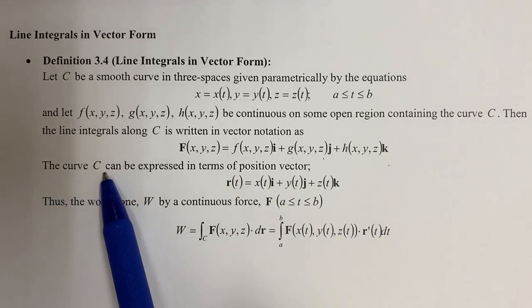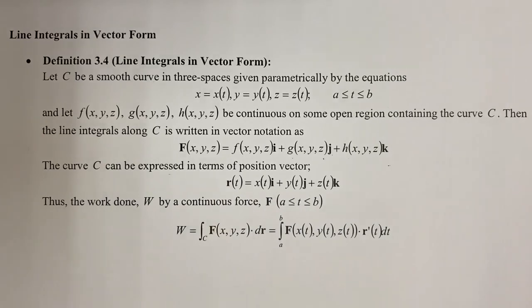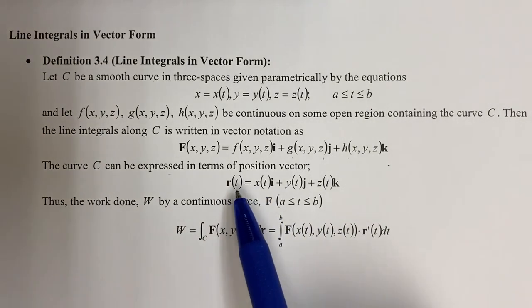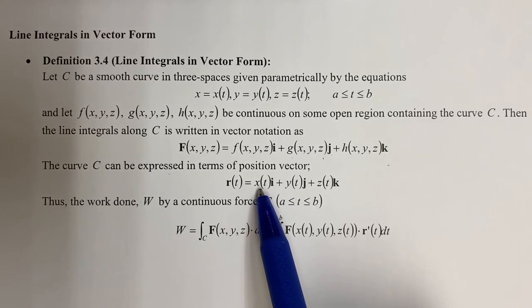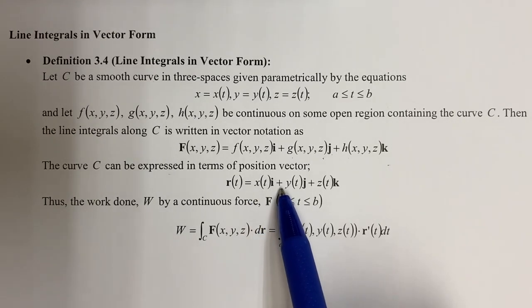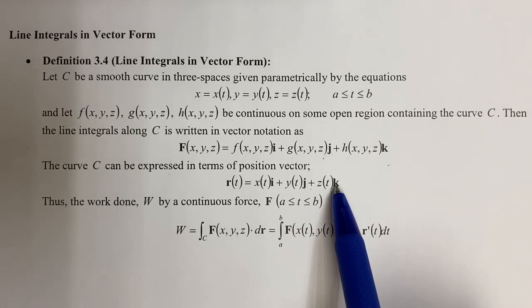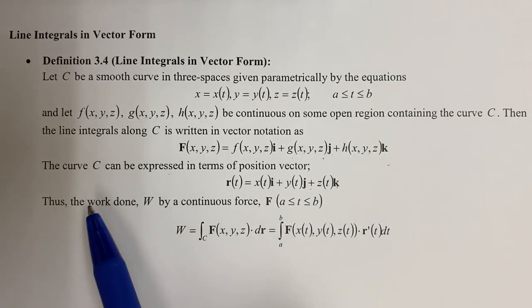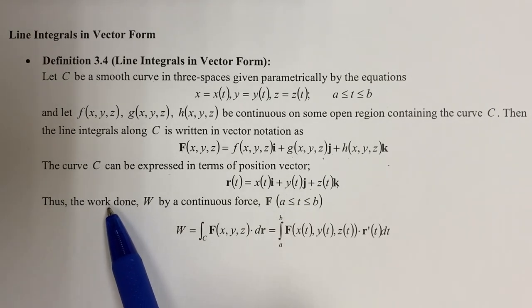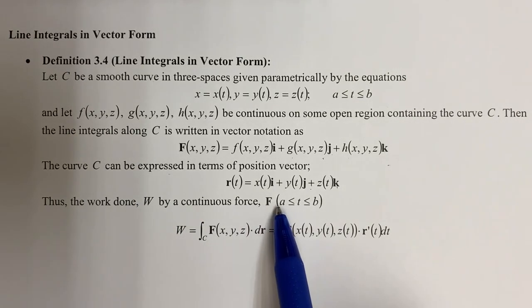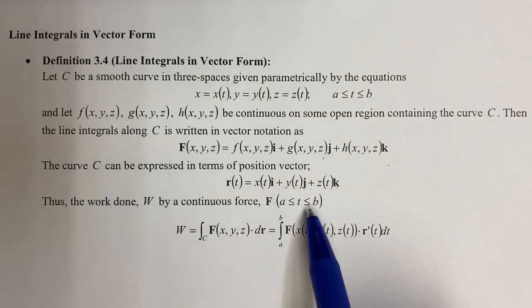The curve C can be expressed in terms of the position vector r(t). You know what r(t) is: r(t) is equal to x(t)i plus y(t)j plus z(t)k, the displacement. Now we talk about the work. The line integral in vector form gives you the work W done by a continuous force F. The range for t is from a to b.